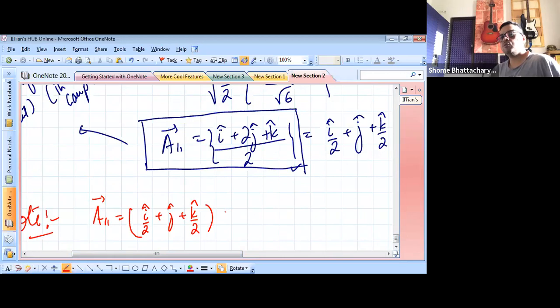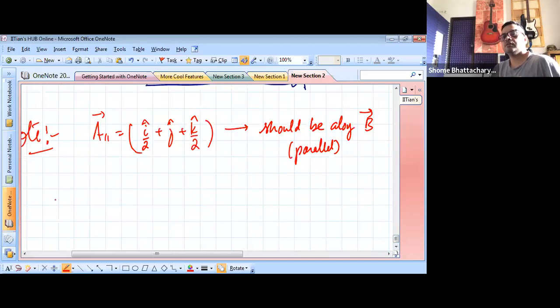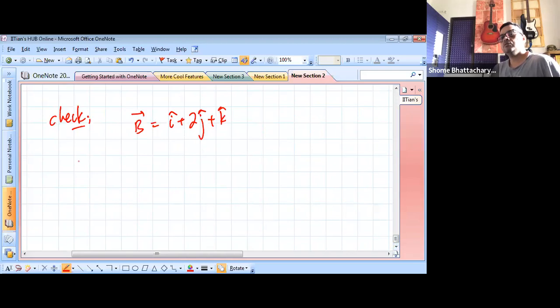Now it should have what properties? It should be along the vector b, or in other words, parallel to it. It should be parallel to vector b. So let's check. What is vector b? It was I cap plus 2j cap plus k cap. So you can see that if you take bx upon ex, it is exactly equal to by upon ey. It is equal to bz upon ez, which is in fact equal to plus 2.